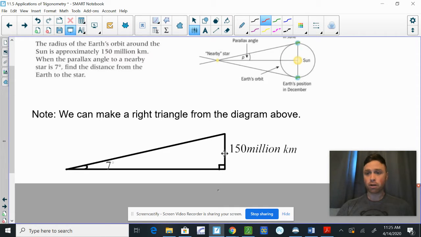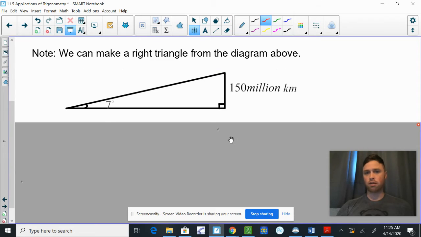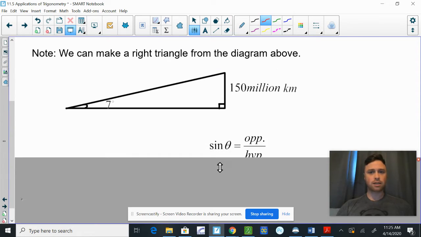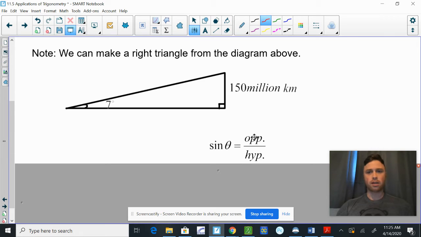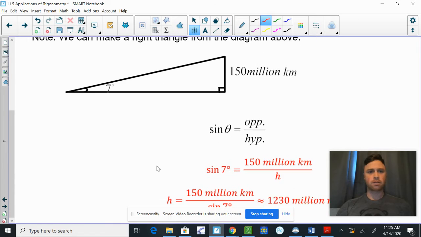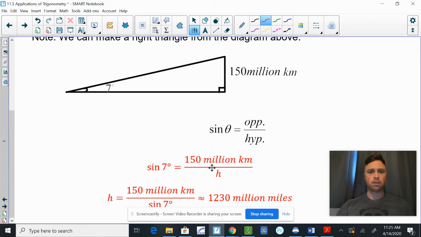So essentially, I can just pull out a right triangle from this diagram and just work with my rules of right triangles. In this case, that would be the sine of an angle is opposite over hypotenuse, and I can set up my equation like this. The sine of 7 degrees would be equal to 150 million kilometers over the hypotenuse, which is the long end of the triangle here from the Earth to that distant star.